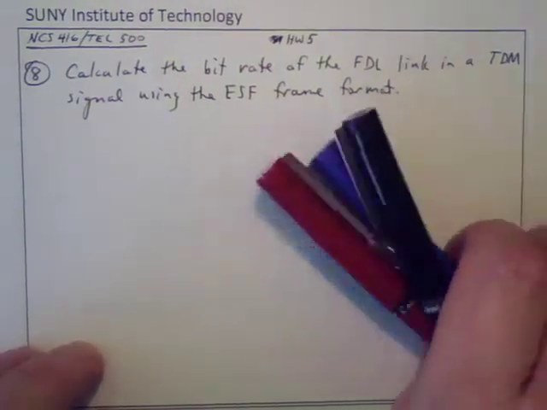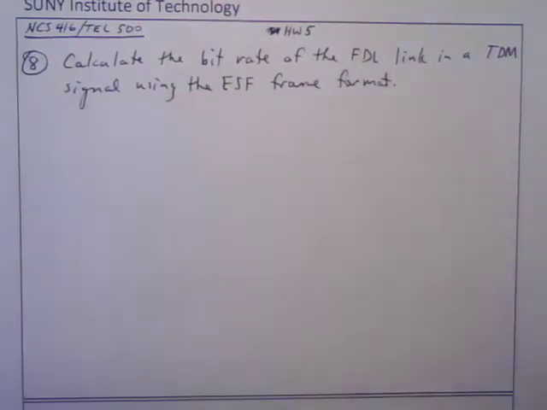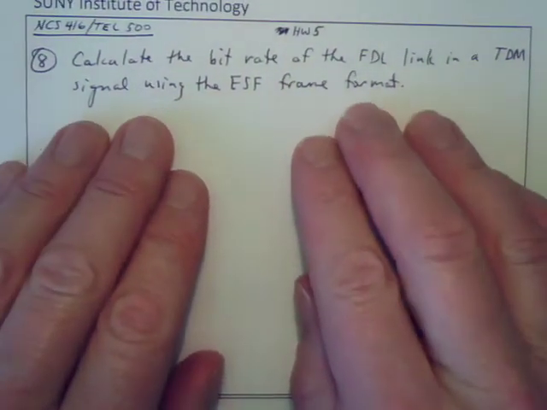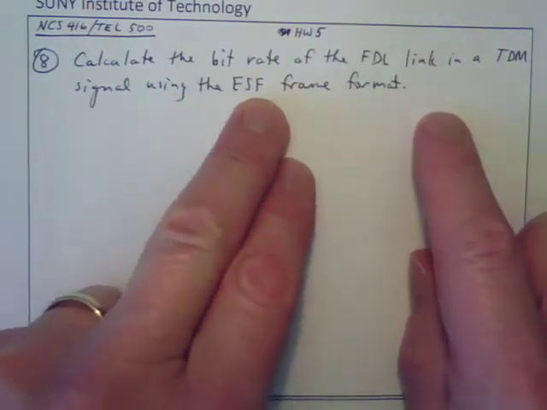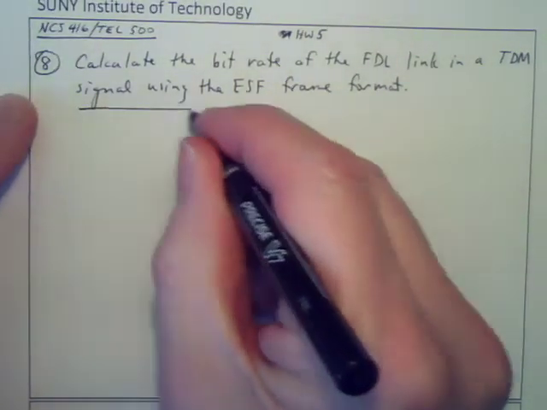Okay, here is problem number 8 from homework 5, and hoping this helps you in your studies for your exam. It says to calculate the bit rate of the FDL link in a TDM signal using the ESF frame format. The ESF frame format is an extended superframe.